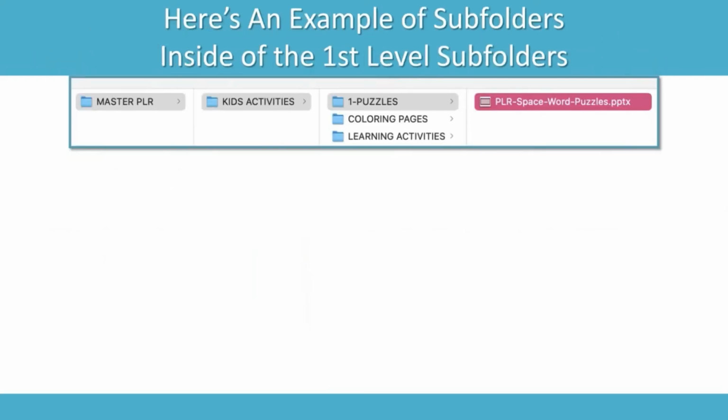So here's the visual. On the left-hand side, you have the master PLR. Let's say I'm organizing my kids products. So I have a subfolder inside of the master folder called Kids Activities. And then inside of that, I have different types of kids activities. I have puzzles, coloring pages, and learning activities. And you'll notice that puzzles has the number 1 in front of it, because in my mind, when I see that, I know that that is the first project I want to work on.